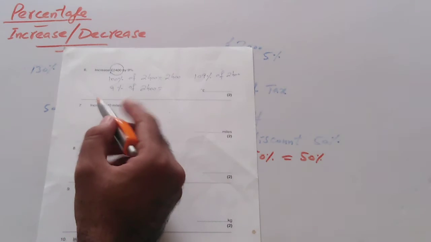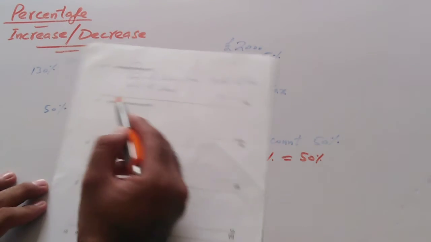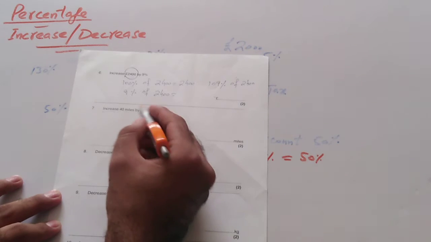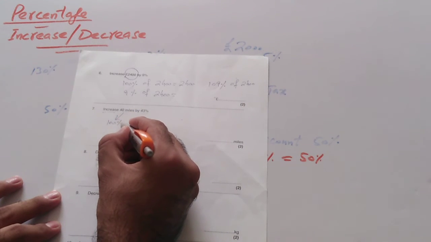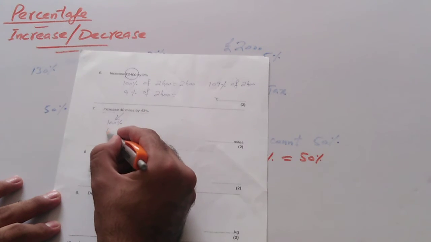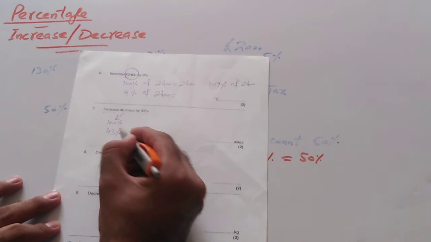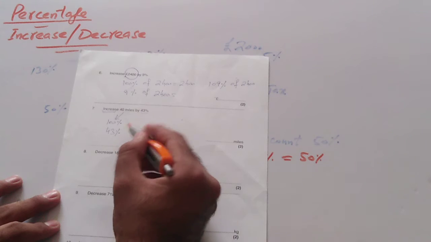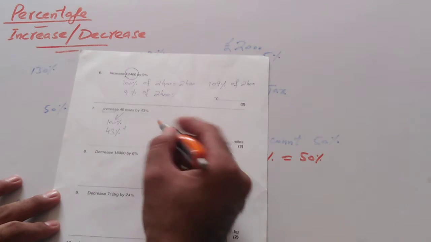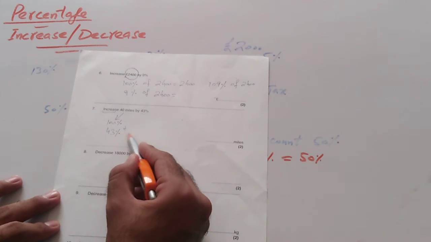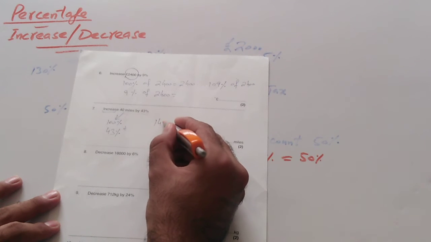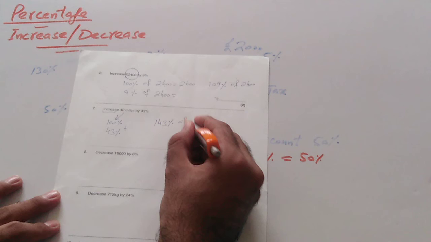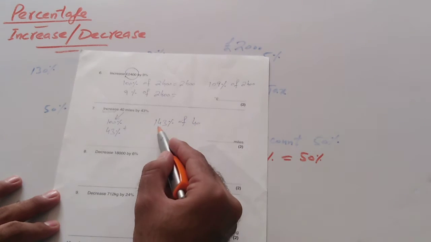Similarly, the next question says increase 40 miles by 43%. So again 40 miles is the value, so that's 100%, and you also have to pay 43%. We also have to find 43%, and then increase means you have to add both of them. So you will either find this thing and then add, or you can add them first to get 143%, and then you can work out this thing.